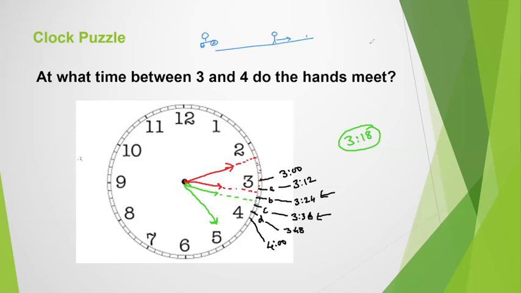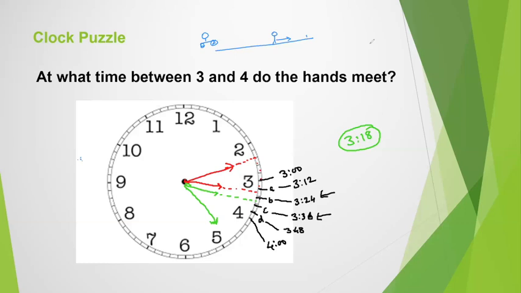So 360. The minute hand is moving 360 degrees in 60 minutes, 6 degrees per minute. And the hour hand is moving 360 divided by 12, that is 30 degrees per 60 minutes. That is half a degree per minute. So it is 1/12, correct?